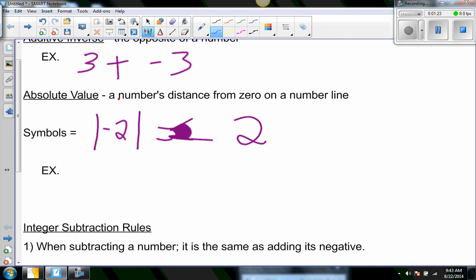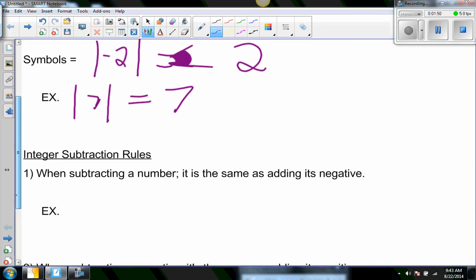Another example, let's say I have 7 inside of these little brackets. The answer is not -7. The answer is 7. It's asking how many spots it is from 0. Okay? Something to remember is that absolute values are always positive. You can't have a negative number of spots from 0.